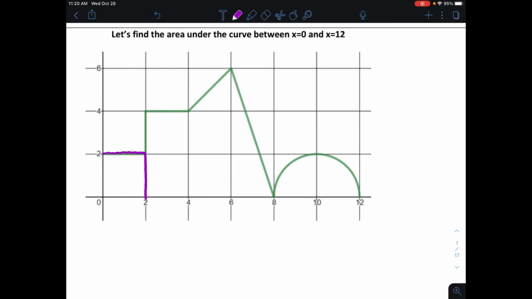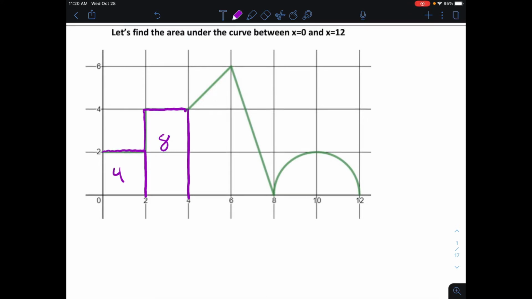We're going to add them all together. So for instance, I have a square right here first, so that area would be 4, and then we have a rectangle right here that we're going to try to find the area of, and we would have 4 times 2, which would be 8.